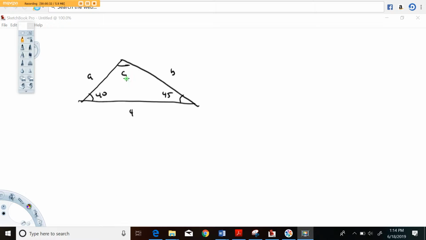All right, first of all, let's talk about C. Let's use the fact that in Euclidean geometry, the three angles within a triangle have to add to 180 degrees. So C plus 40 plus 45 is equal to 180. So C is going to equal 180 minus 40 minus 45. I believe that's 95 degrees. Known angle.